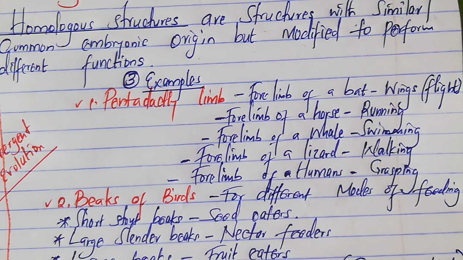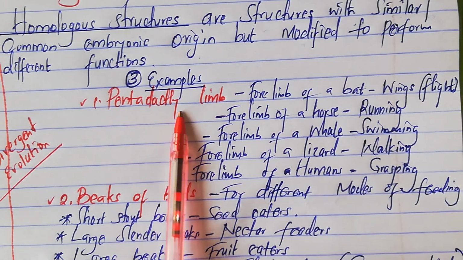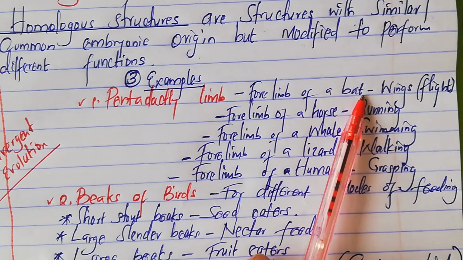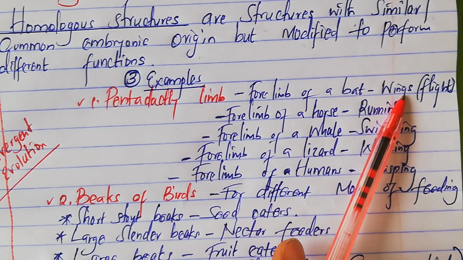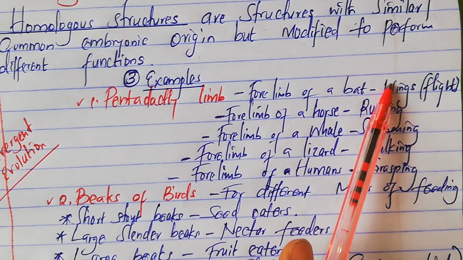But now for comparative anatomy, we are looking at the structures of organisms, comparing with other organisms, looking at whether they have a common ancestry or common embryonic origin or not. So for homologous structures, this one of divergent evolution, we have examples. I will give you 3 examples. The first one is pentadactyl limb. The forelimb of a bat is for flight because it has wings. Forelimb of a horse, different function here.